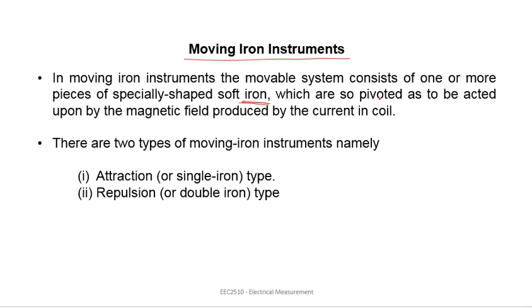Broadly we can say that there are two major types of moving iron instruments. One is called the attraction type moving iron instrument, the other one is called the repulsion type moving iron instrument. In attraction type instruments we use only a single iron piece or single iron vane, so that is why single iron is also written here. And in repulsion type we use two different iron vanes, so it is a double iron type instrument.